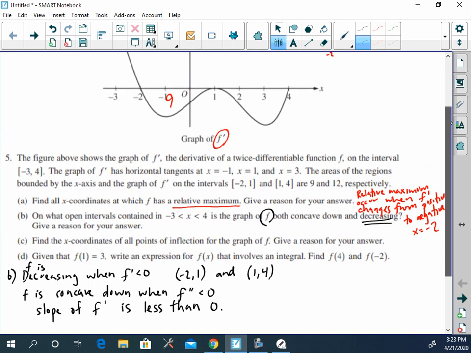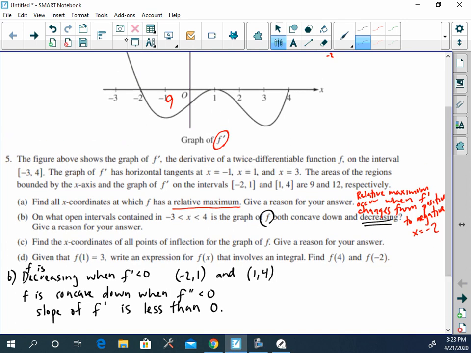So if we're looking at the slopes of this graph, when are the slopes of this graph negative? The slopes would be negative from -3 to -1. The slope's negative, it goes down there. And then the slope's also negative from 1 to 3.